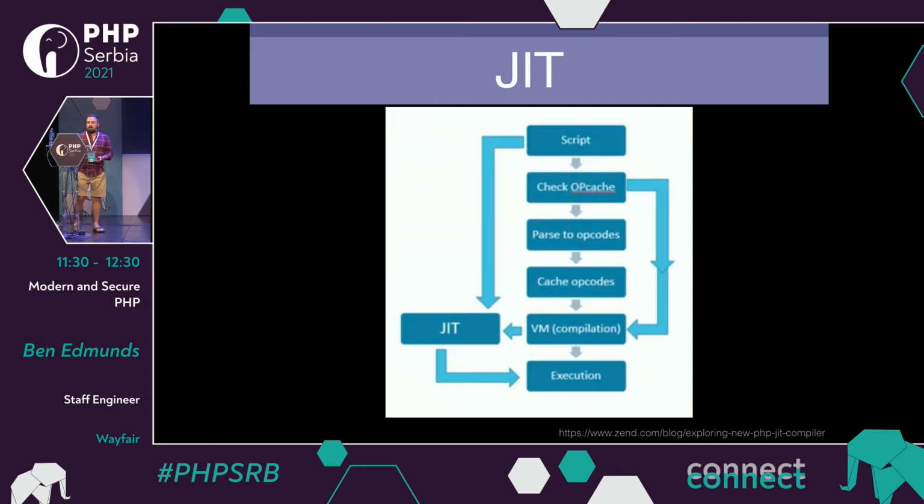All right, so now to the JIT. The JIT is a just-in-time compiler, and it allows another layer of caching. So now we can cache the machine code as well. This allows us to skip opcodes and compilation altogether, because if we already have the machine code, we can just go straight to that. So there are two JITs available.